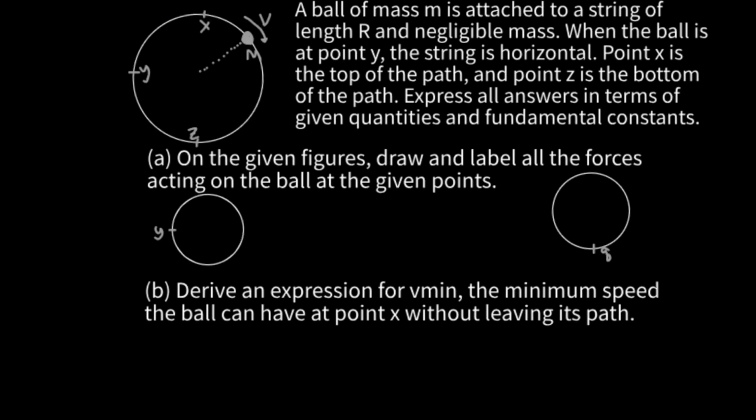Here is our next challenge problem. So the first thing we are asked to do is draw and label all the forces acting on a ball moving in a vertical circle at the given points. So at point Y, the only force in contact with the ball is the force of tension. And then the only force not in contact that we have in AP Physics 1 would be the force of gravity, or you could say the force of the earth.